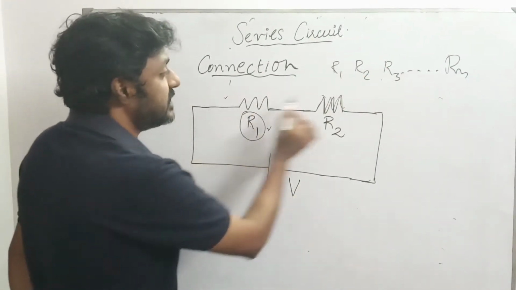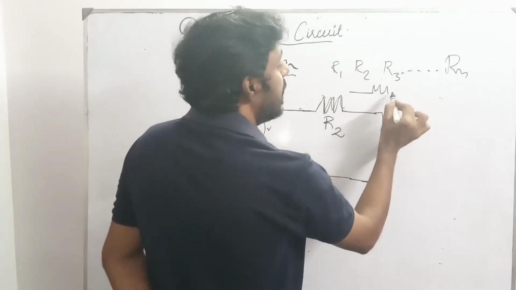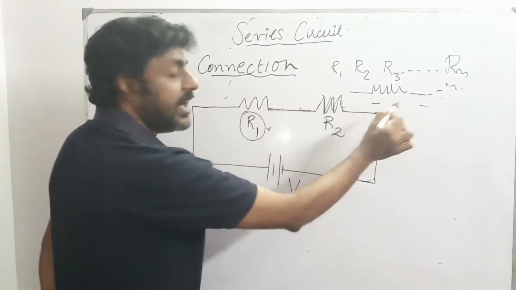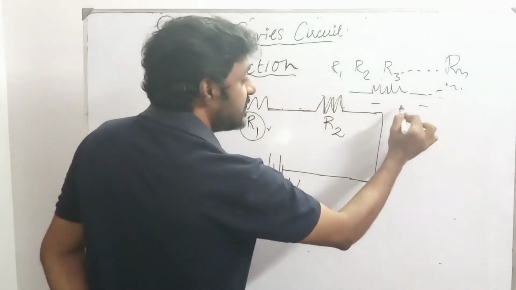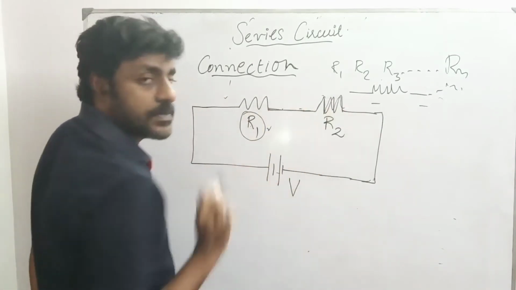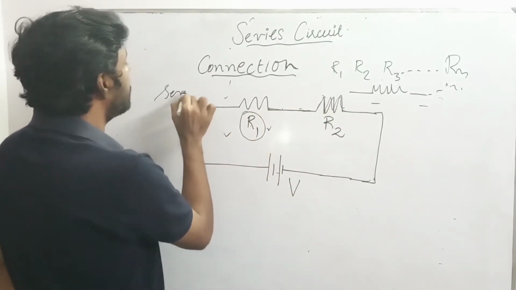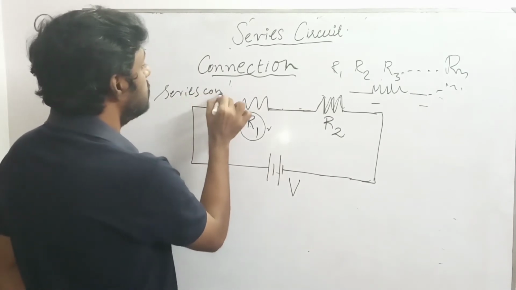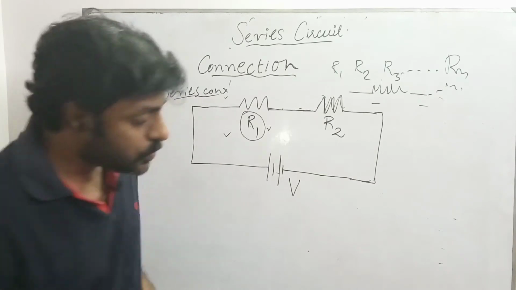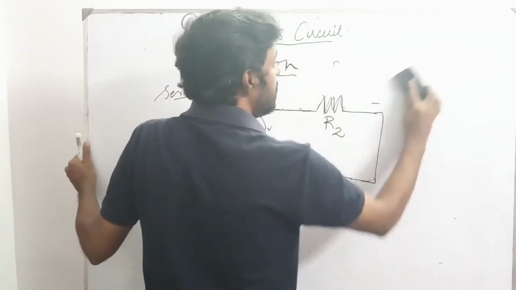If all the resistances are connected in a linear fashion, in a single line, and connected with a single line to the battery terminal, like this, then it is called a series connection. This is called a series connection. What is more important about the series connection is this.